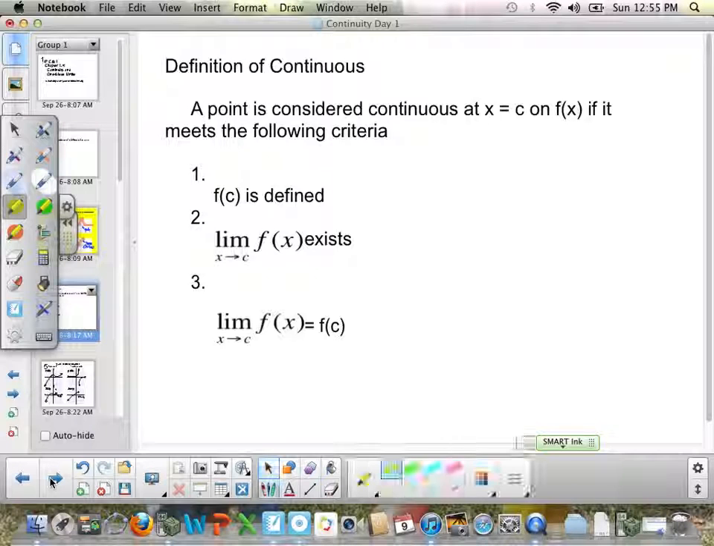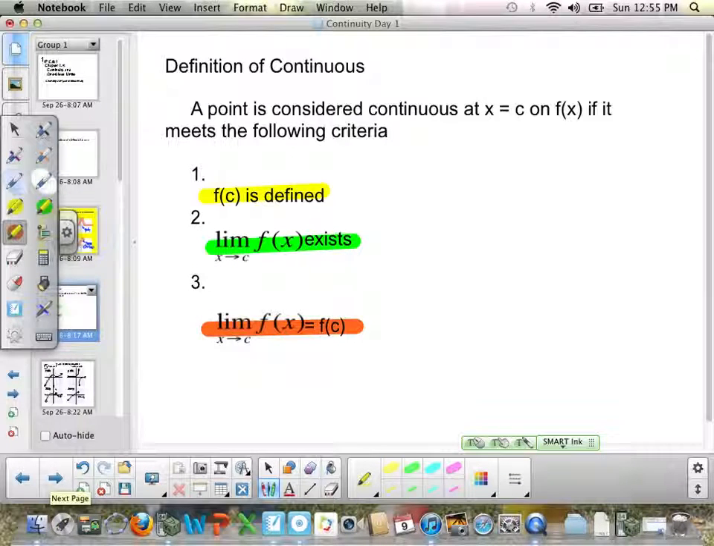So first means we'll evaluate the function, get an answer. Second, we'll evaluate the limit and get an answer. And third, those two answers will be the same. If those three things happen, our function is continuous at that point.